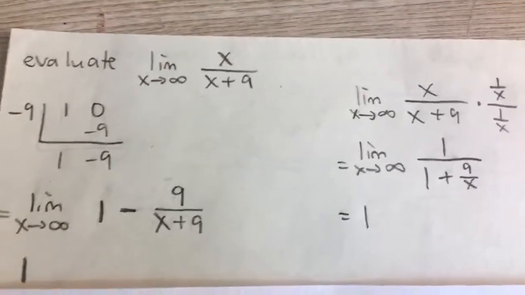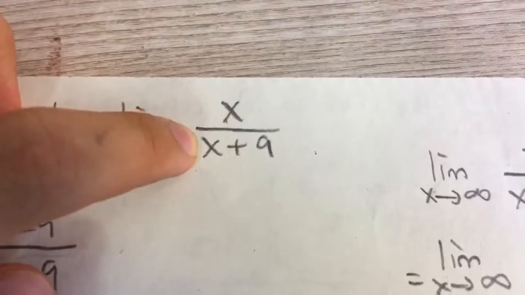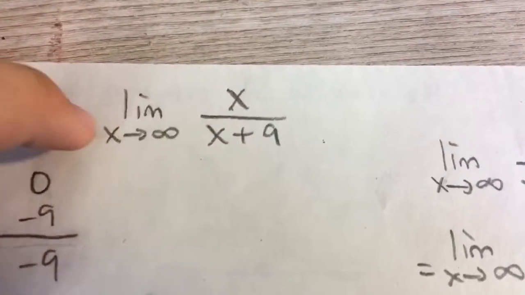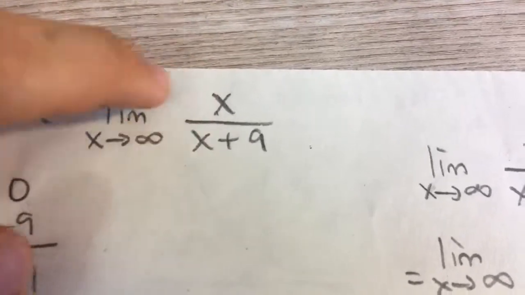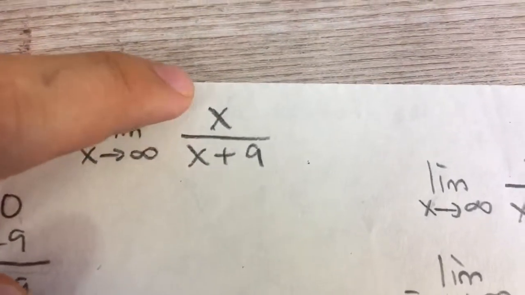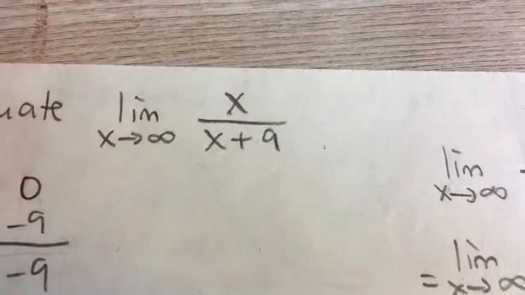Now there's a shortcut. If you see a rational function where the degree of the numerator is equal to the degree of the denominator, this is the shortcut method to calculate these limits, then it's just the ratio of the leading coefficients. So in other words, it's just 1 divided by 1 in this case, and so that's why the answer is 1.